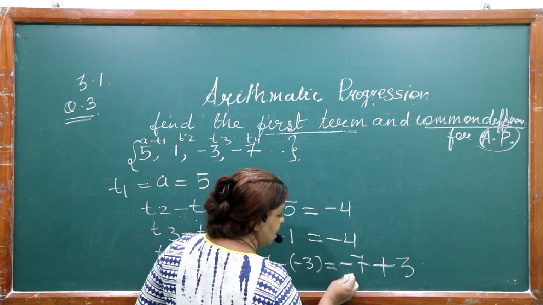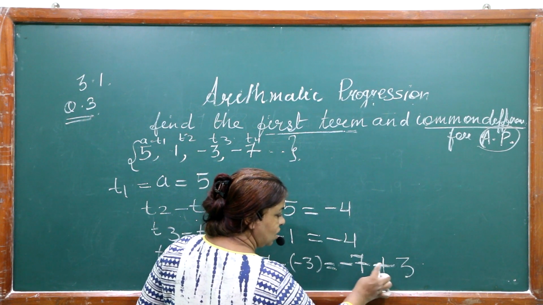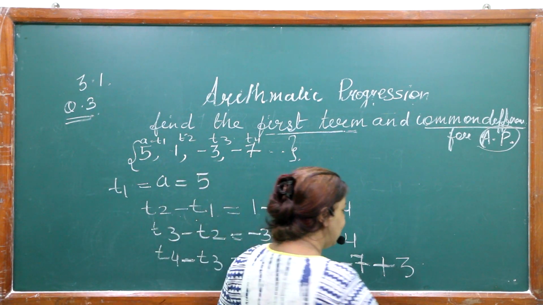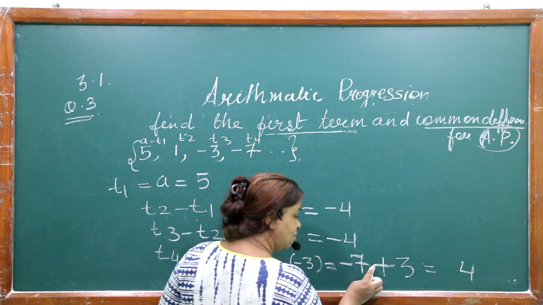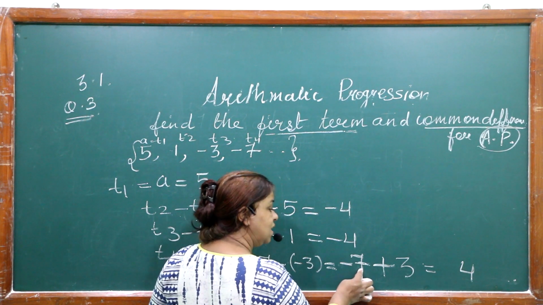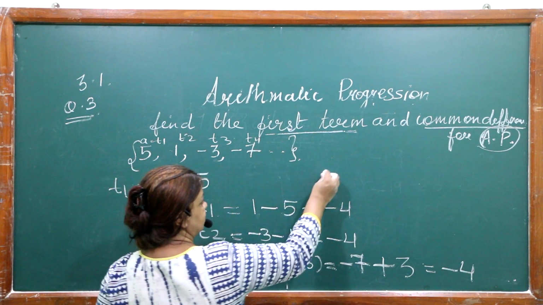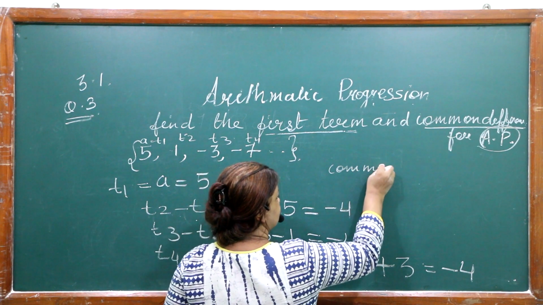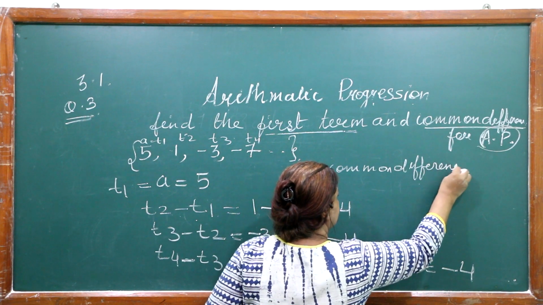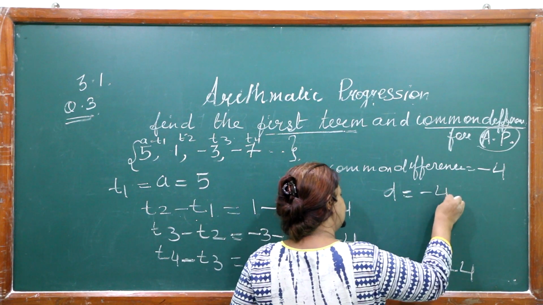Minus 7 plus 3. One has the sign minus, one has the sign plus. So what will be there? Subtraction. 7 minus 3 will be 4, but with the sign of the greater number. Which number is greater, 3 or 7? 7. What is the sign of 7? Yes, minus. So the common difference which we got is equal to minus 4. That means D is equal to minus 4.